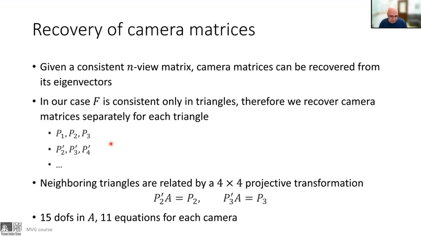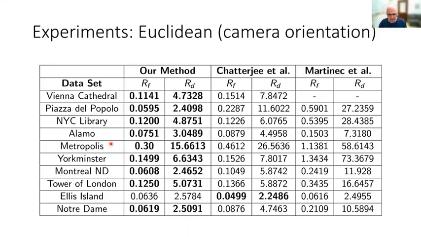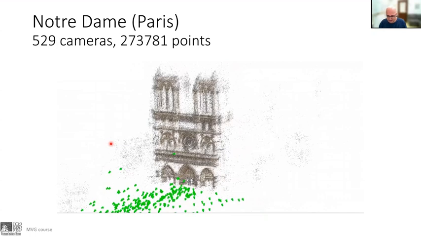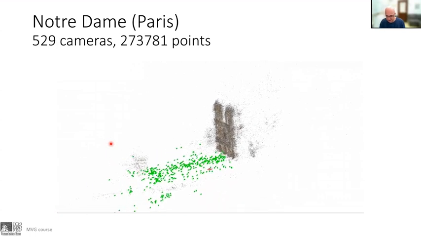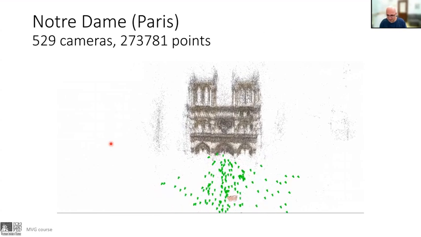Okay. There is no problem of redundancy here. In the end, everything will be consistent. Let me skip here. We get very good results. You can see this here. Let me skip the optimization of the Euclidean case. And let's see some reconstructions of the Notre Dame chapel in Paris.